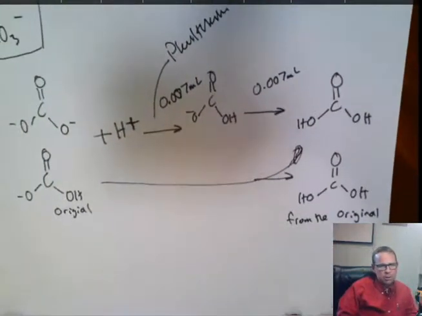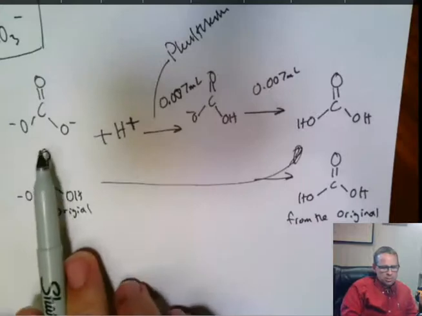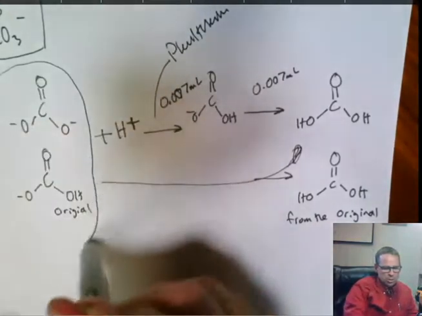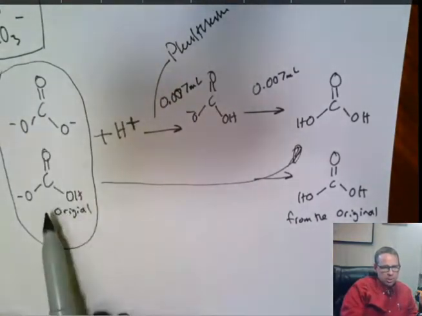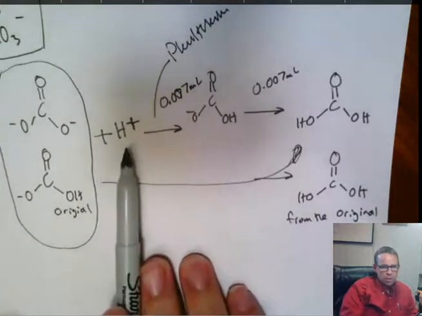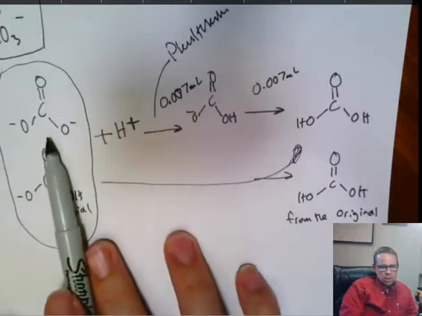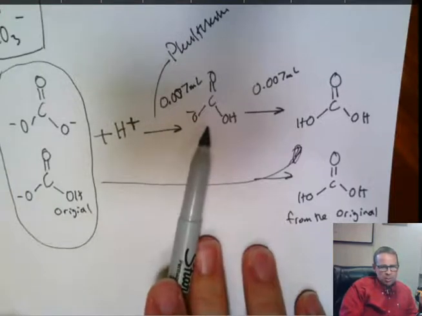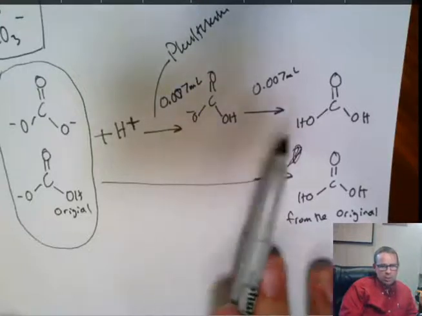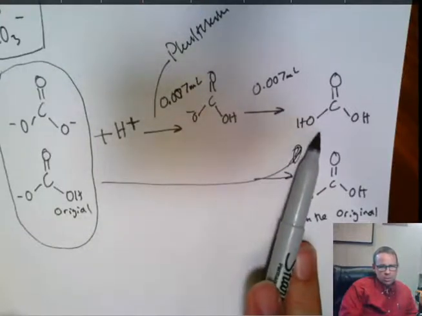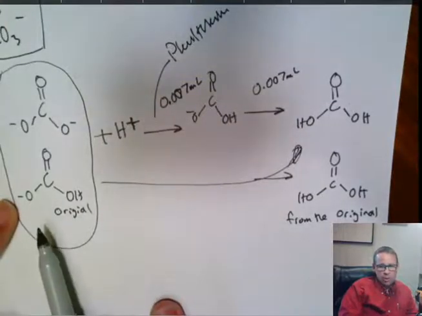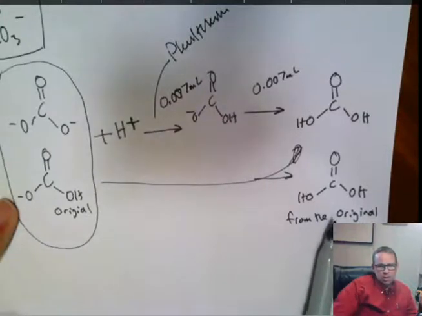So what we have here is a mixture of carbonate and bicarbonate. We added hydrogen ions. Initially, the hydrogen ions converted this carbonate to that bicarbonate. Then those hydrogen ions went to convert that bicarbonate to carbonic acid. And then all we had left over was the original amount of bicarbonate. And then we could keep adding HCl until all of that was converted to bicarbonate.